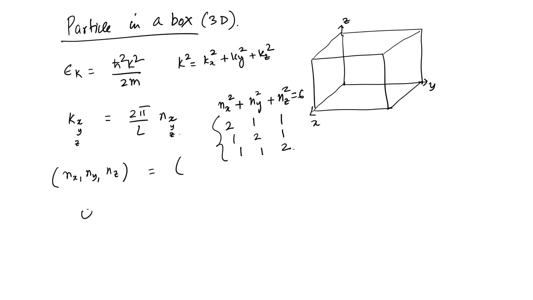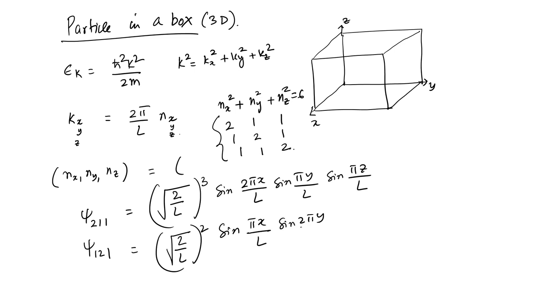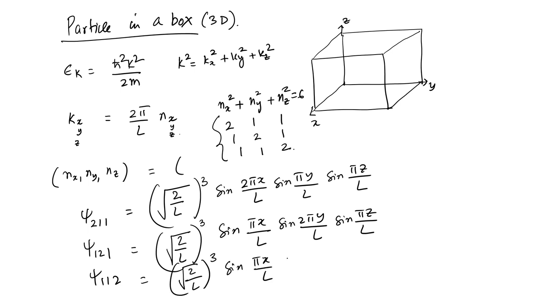What wave functions do they correspond to? So psi for this particular one, say 2, 1, 1, corresponds to root over 2 over L, whole cube, and sine 2πx by L, sine πy by L, and sine πz by L. And similarly, psi 1, 2, 1 would correspond to root over 2 by L, whole cube, sine πx by L, sine 2πy by L, and sine πz by L. Similarly, the last one, which is 1, 1, 2, would correspond to root over 2 by L, whole cube. I'm so sorry, it should be whole cube. And sine πx over L, sine πy over L, and sine 2πz over L.